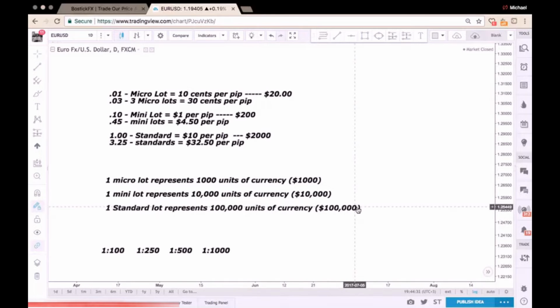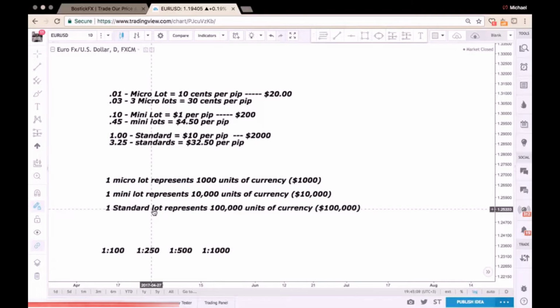So if you wanted to enter a one standard lot trade, and one standard lot represents $100,000, how much money would you need in your account on hold, as margin? How much margin would be required in order to enter a $100,000 trade, one standard lot? You would need $100. How do I know that? Because $100,000 divided by 1,000 is 100. So you would need $100 placed on hold in your account, which is called margin, in order to enter a one standard lot trade.